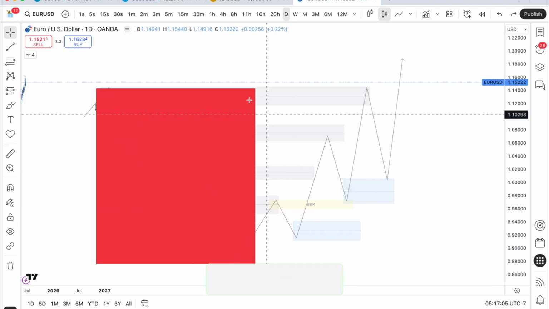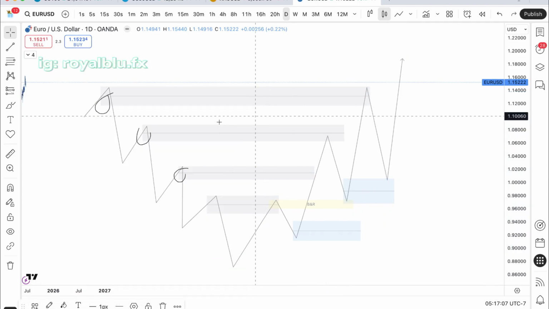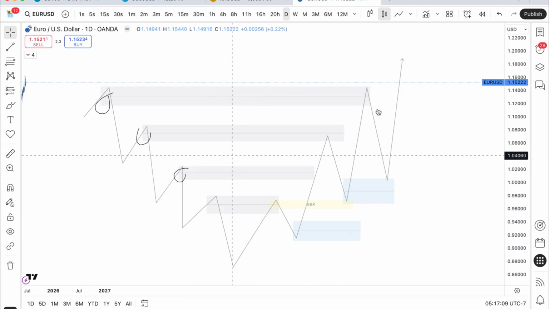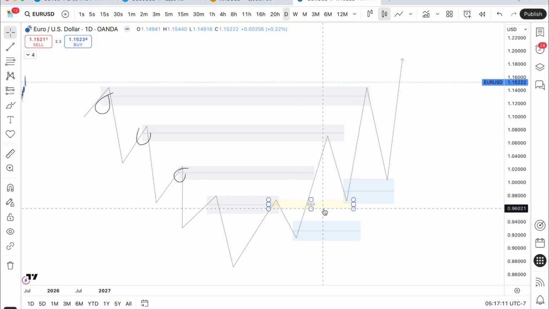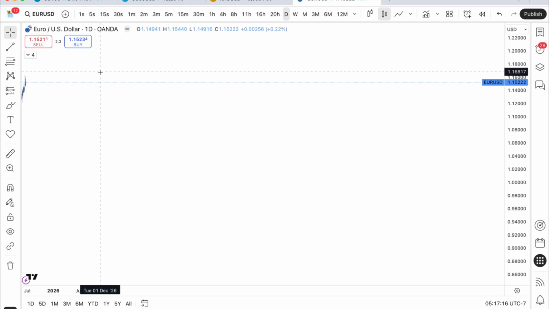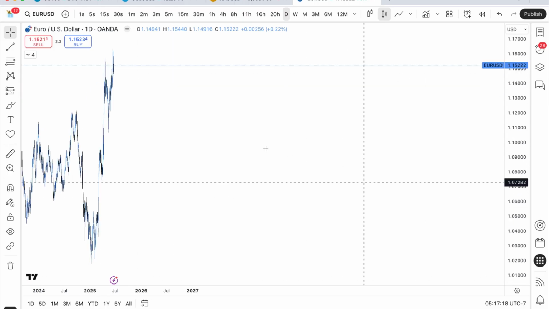So we have to obviously refer to price on the left in order to see where we need to be entering on the right, okay? So let's go into a live chart example and talk about this right now, okay?